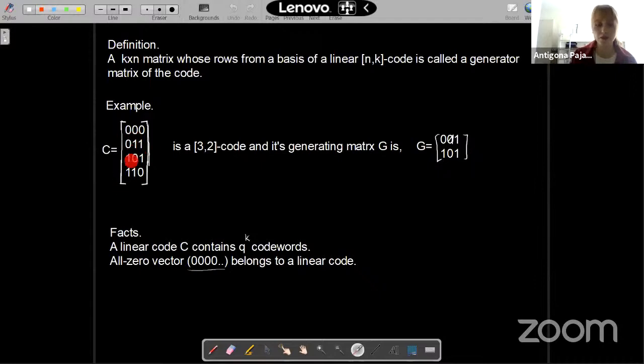And again, if I'm not given the code words, if I'm just given the generator matrix, I can write the code, because I know that these two code words are in the code and any linear combination of those code words is also in the code. Some other facts: a linear code C contains Q to the K code words. Q was the order of the finite field and K was the dimension of the code. So given the generator matrix, I can immediately say how many code words our linear code has. If we get more than Q to the K, then we know that there is a mistake.